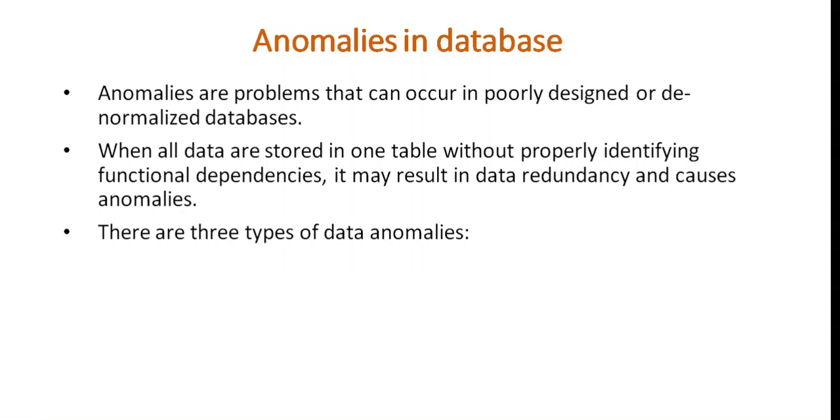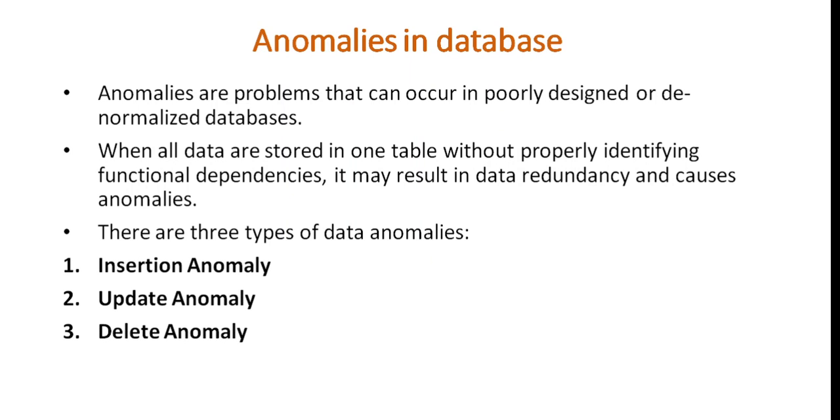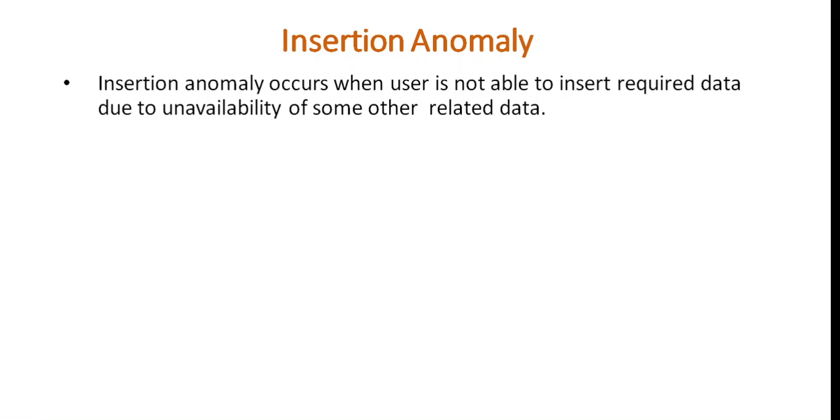So in a database system we have three types of anomalies, that is insertion anomaly, update anomaly and delete anomaly. Okay, so one by one we'll see each of them in detail. So first we'll see insertion anomaly. It is a problem when we tend to insert data into a relation, but we can't insert that data due to unavailability of some other data.